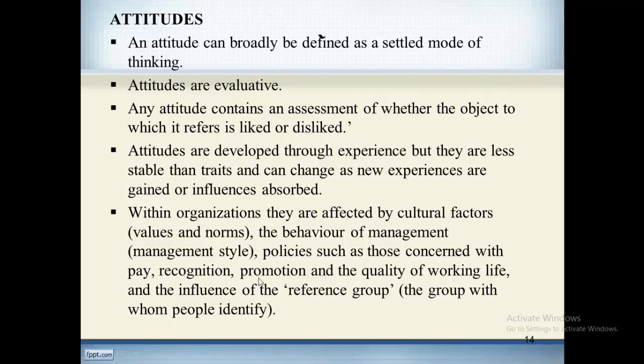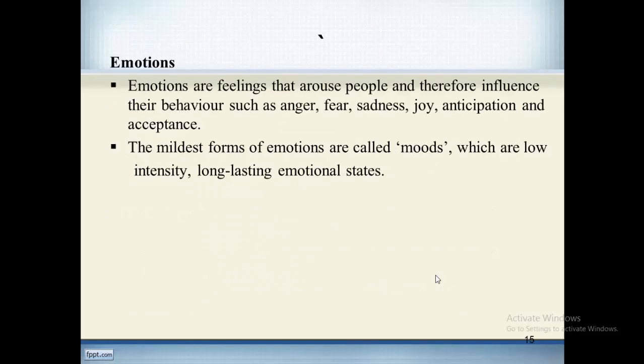Promotion, where there are chances of promotion, and the quality of working life, etc. Emotions. Emotions are the feelings that arouse people and therefore influence their behavior, such as anger, fear, sadness, joy, anticipation, and acceptance. All these are important because these are the feelings.